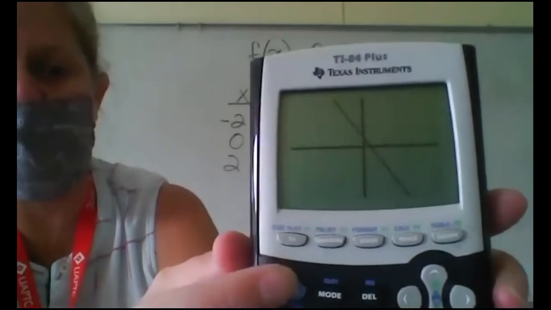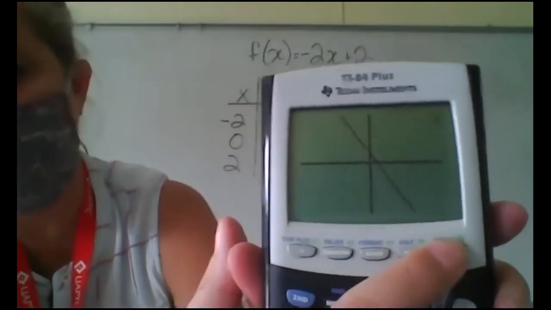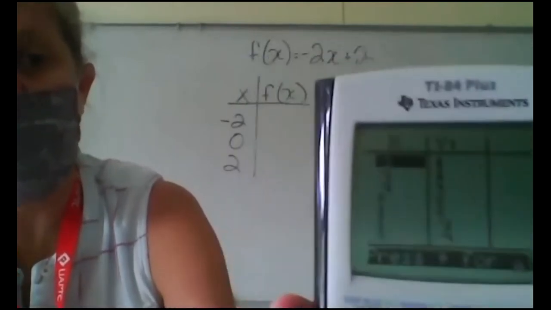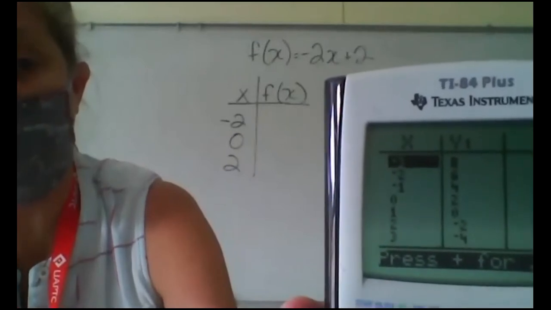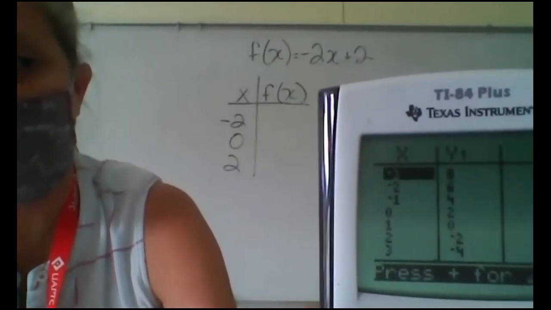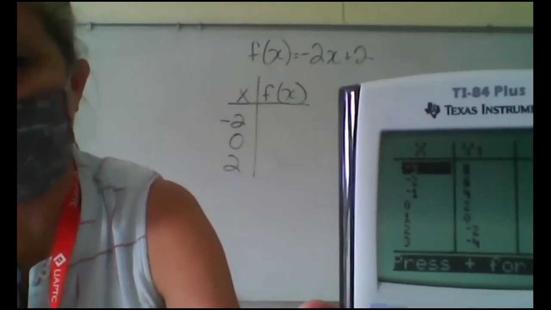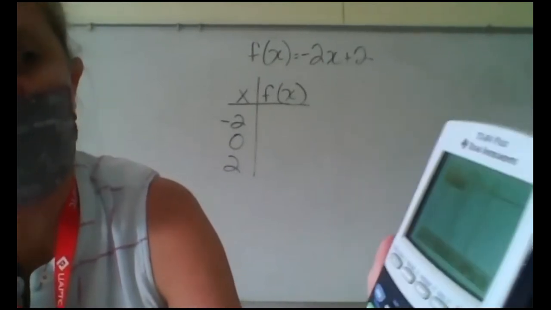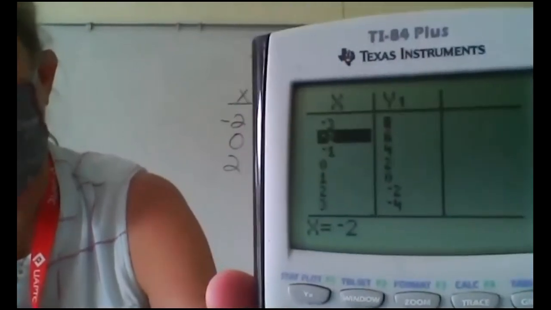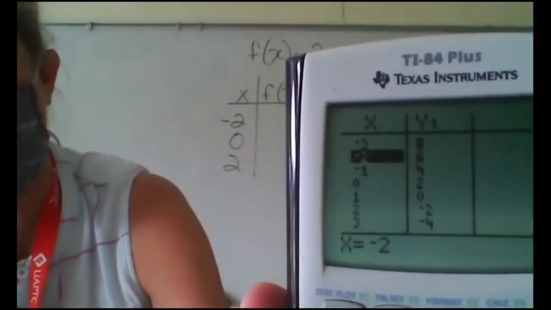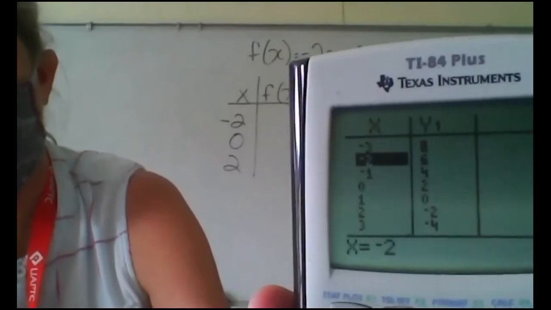Now, remember how to get to the table. Hit second table. So there's everything you need to do to plug in to finish up that chart. I need to know what is my y, or my function of x, when x, the first one, is negative 2. So there's where x is negative 2. What's the y that goes with it? 6, right?